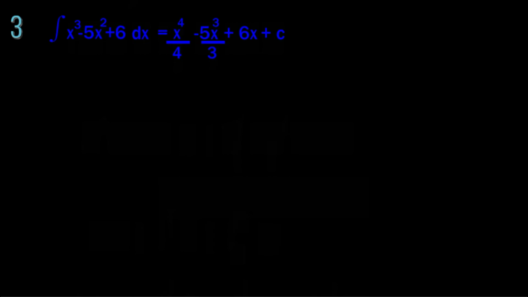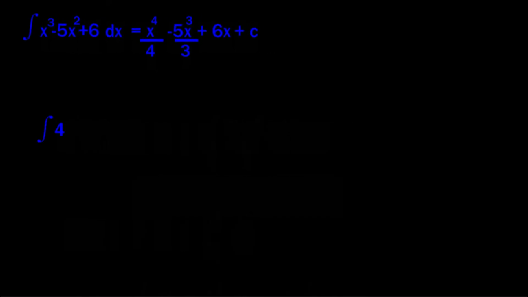So let's try one more example. Let's say we have the integral of 4x squared plus 8x plus 3 dx. Similarly, we add 1 to the power. So 2 plus 1 is 3, over 3, plus 8x, you add 1 to the power to become 2, over 2, plus 3x plus c. So this is the answer.